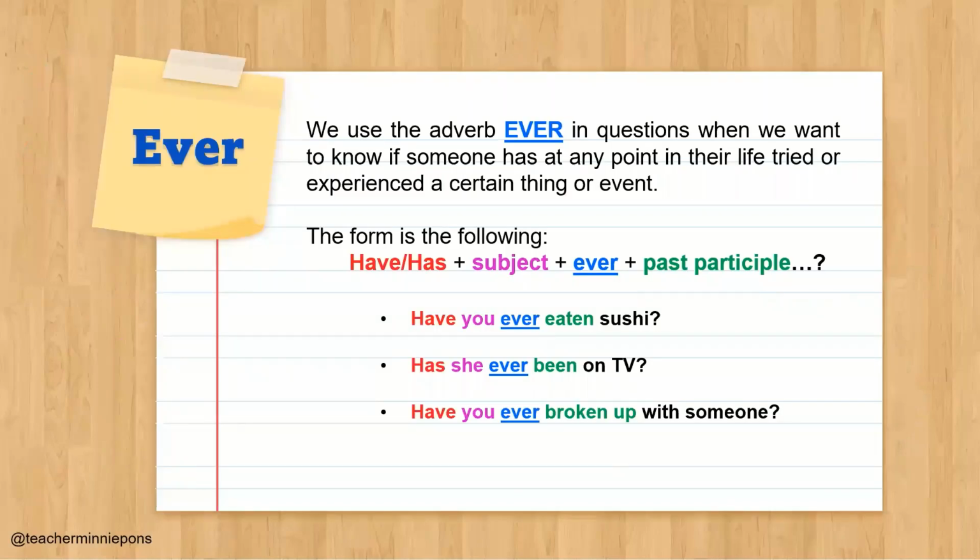Ever. We use the adverb ever in questions when we want to know if someone has, at any point in their life, tried or experienced a certain thing or event. The form is the following: have or has plus subject plus ever plus past participle. For example, have you ever eaten sushi? Has she ever been on TV? Have you ever broken up with someone?